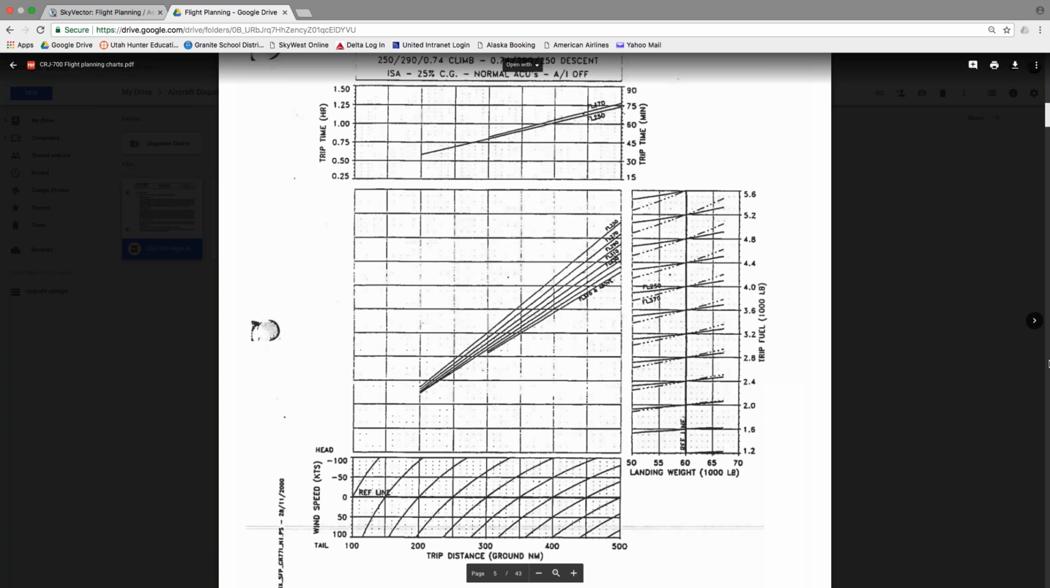Yeah, the way I do it is, so if I put 3,000 pounds of fuel in tomorrow, it's going to be like 450 gallons.